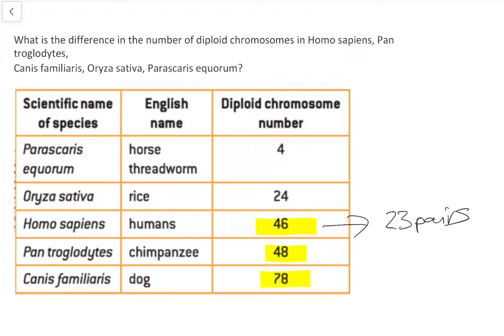And then we've got dogs that have more chromosomes. So again, just because we increase the number of chromosomes, it doesn't mean that we get a more complex organism. There are organisms with 1,400 plus chromosomes, and they are not more complex. But we see here with this kind of fairly simple organism, a horse threadworm, which has a far smaller genome, it does have a lower number of chromosomes.